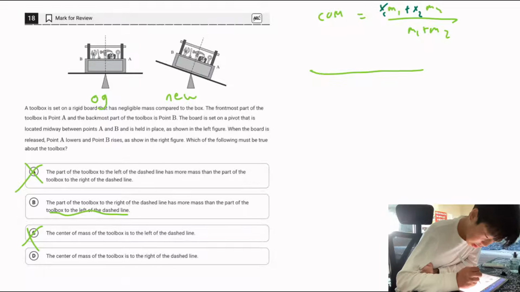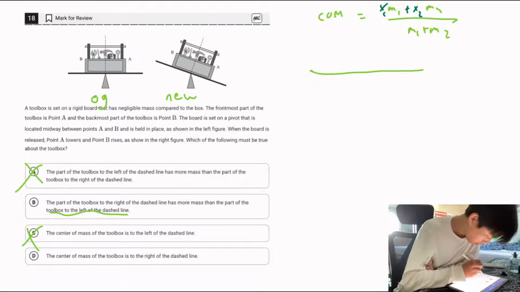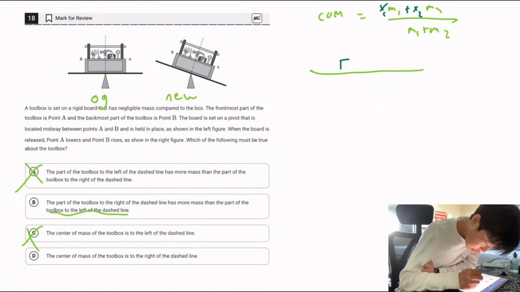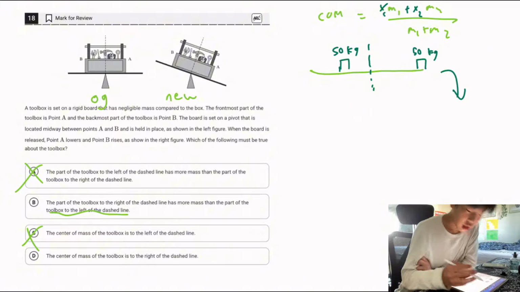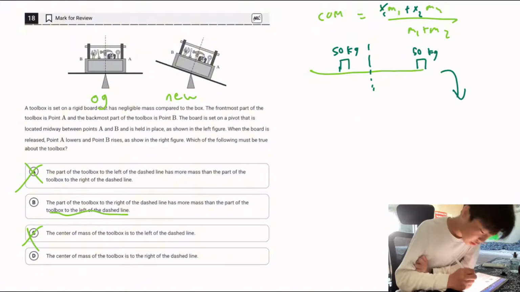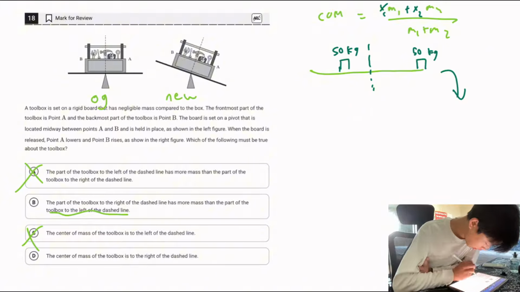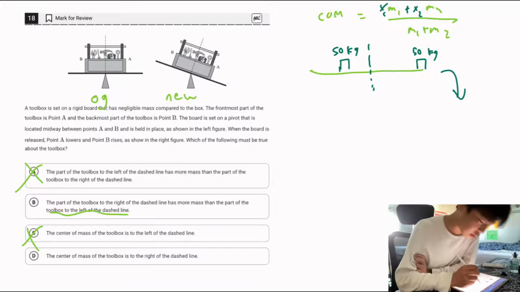So theoretically, what can happen that lets me disprove B? We could have 50 kg over here, and this is the middle, and then we can have 50 kg here, and it would tip which way? It would tip this way because the mass is farther away from the 0 point. So let's say the mass on the left side had more.